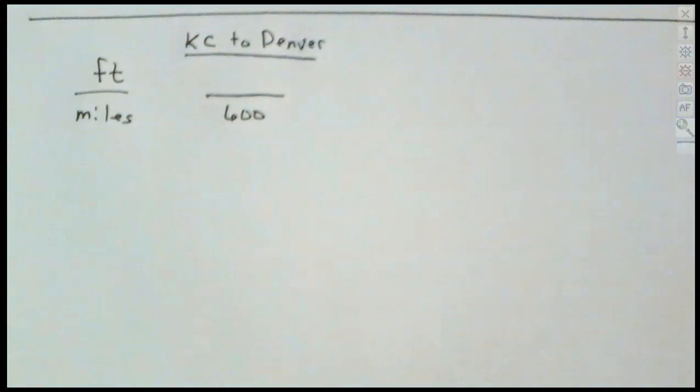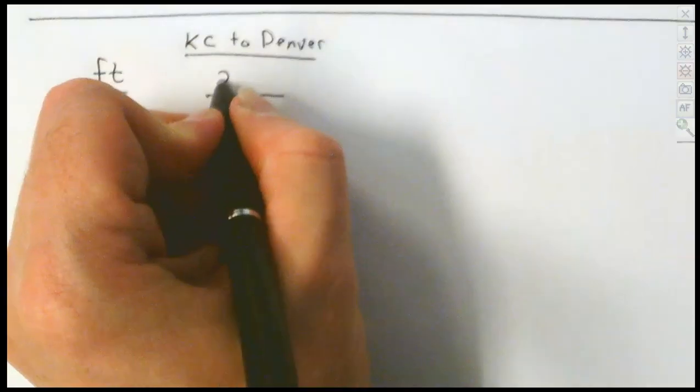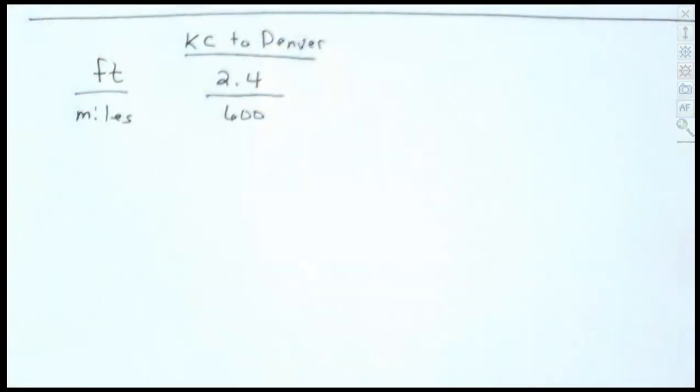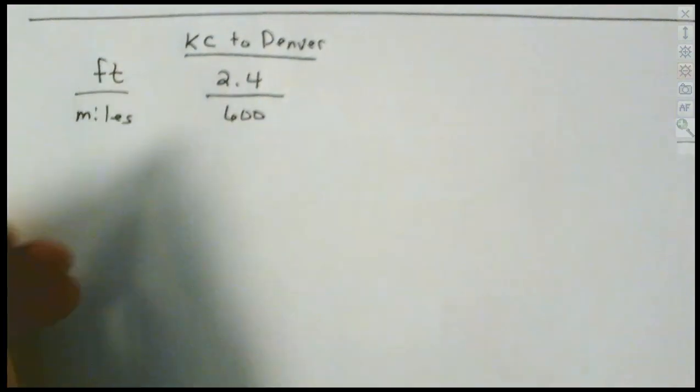So that goes there. Now on that map it says that is 2.4 feet. Okay, so we labeled it. Sometimes it's helpful to label so we don't get it all mixed up. But this is what we've got. We've got Kansas City to Denver. Feet, miles.